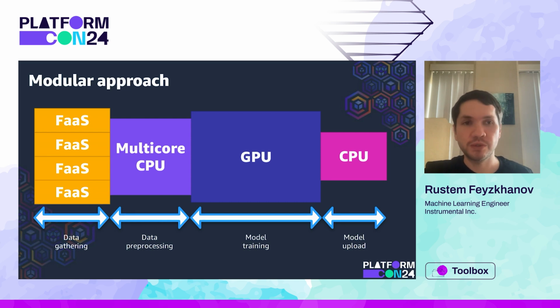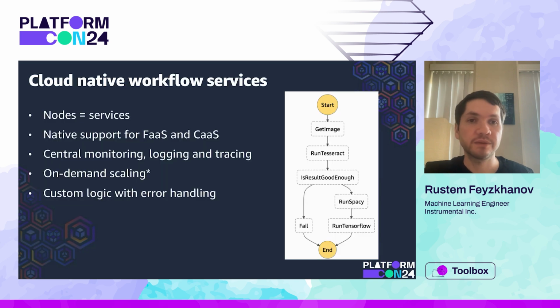But we need some glue to connect these services together. And that's where cloud-native workflow services come in handy. Basically, it's the usual workflow, but every node can be a different FaaS or CaaS, and you can use the service for monitoring, logging, and tracing.